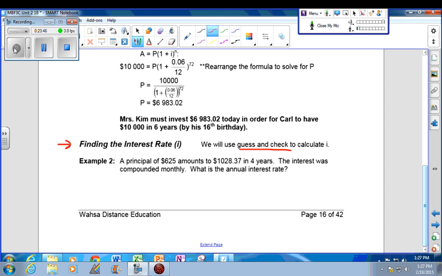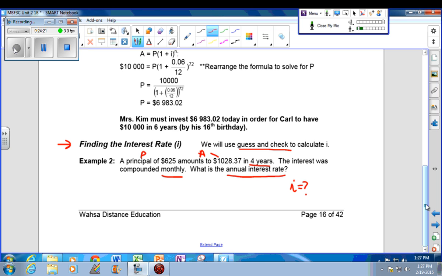Okay. So it says here a principal of $625. Okay, so that's our P. Amounts, well, that's our A, to $1,028.37 in 4 years. The interest was compounded monthly. What is the annual interest rate? So they want the I. They don't know what the I is. Okay. You could even say that. You could say, all right, well, what interest rate would I need to work this out, right? That's a common kind of thing.